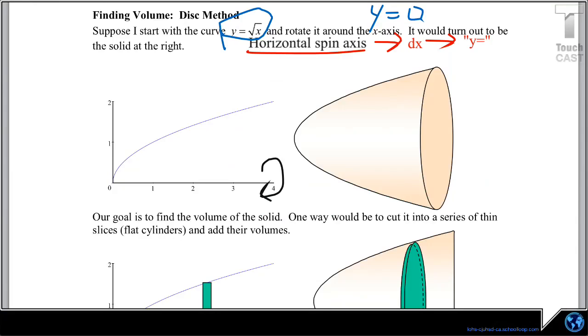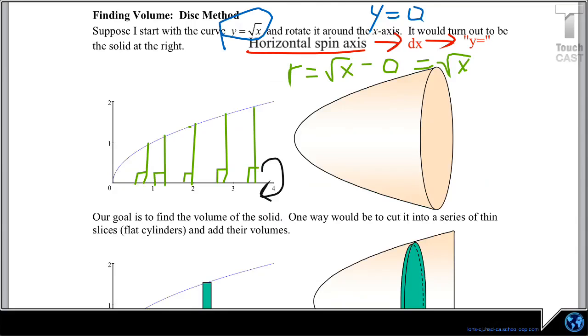So the first thing I do is I connect and make radii perpendicular to the spin axis. So that way I can see which two equations are touching to form my radius. And I'm going to write my radius. Just as though I were finding area, I'm doing top curve, which is square root of x, minus the bottom curve, which is 0. And of course that simplifies to just square root of x. So I'm ready to find my volume.